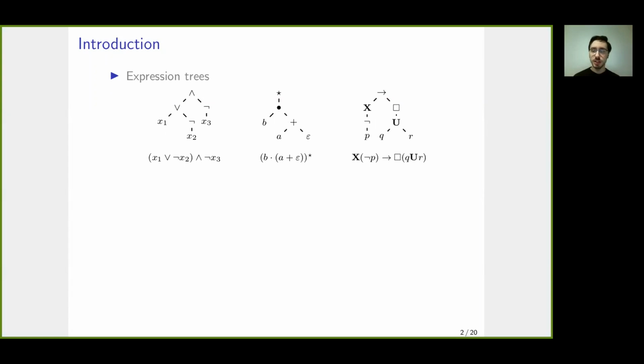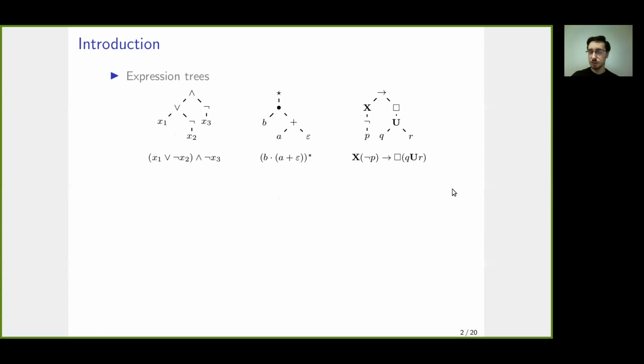An expression tree is a decorated or labeled tree where internal nodes correspond to operators and leaves correspond to either variables or constants. Here we have a logical expression, a regular expression, with the Kleene star, the concatenation, and the plus, which is the union, and an LTL formula. These expression trees could be used as inputs for algorithms.